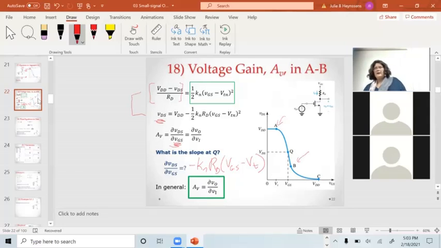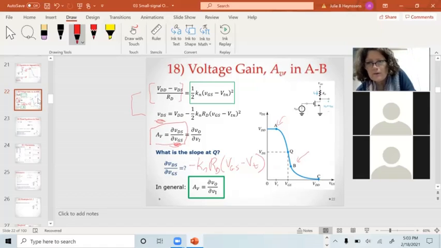So that is the gain. We derived it for that particular circuit, and it works for that particular circuit only. The more general thing is that the gain equals the slope at that point.